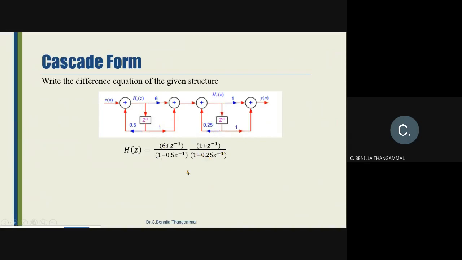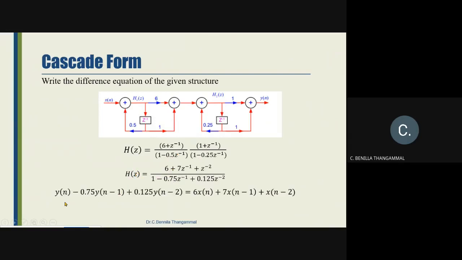So after getting this H of z, you just multiply the numerator and denominator. So you'll get this. And your H of z is nothing but Y of z divided by X of z. So you just cross multiply it and take the inverse, you'll get it. So you just cross multiply this: Y of z into this term and X of z into this term. So if you cross multiply, then take the inverse z transform.